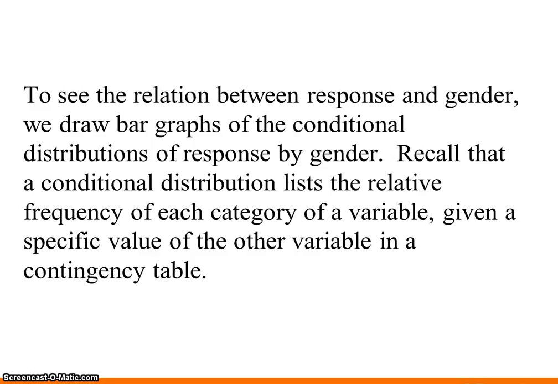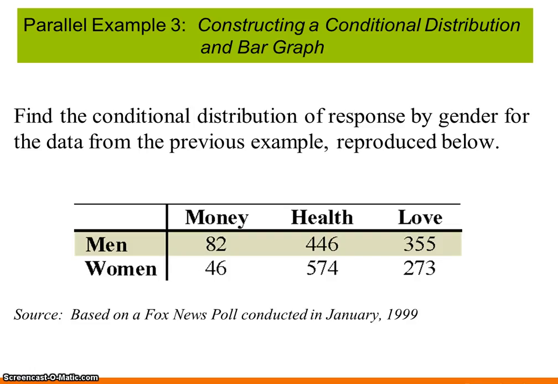To see the relation between response and gender, we will draw a bar graph of conditional distributions of response by gender. Recall that a conditional distribution lists the relative frequency of each category of a variable given a specific value of the other variable in the contingency table.